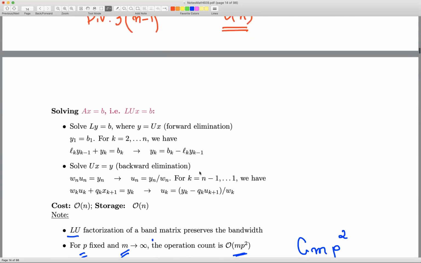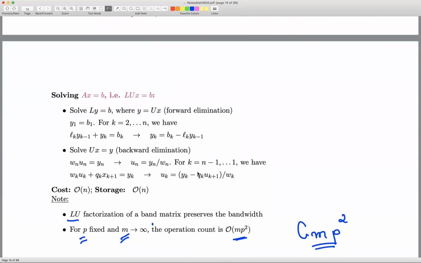And now, once we have this LU factorization, as we discussed before, we solve the system AX is equal to B by writing, instead of the matrix A, L times U, and then we think of UX as a vector Y, and therefore first we have to solve the system LY is equal to B, using the forward elimination. And how do we do that?